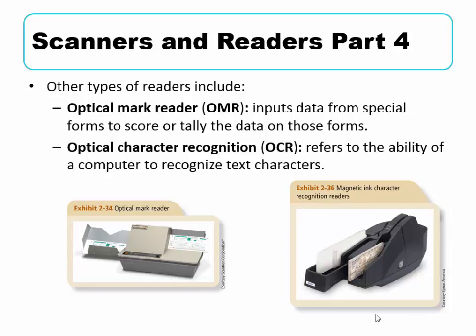Other types of readers include your optical mark reader, which inputs data from special forms to score or tally the data on those forms. You have your optical character recognition, which refers to the ability of a computer to recognize text characters. Here it shows you the optical readers. It shows you a Scantron, like some people have taken tests with the Scantrons, where they can be scanned in and get the information that way. A lot of banks are now using these kinds of readers to scan your checks, and it gets the information on the check as to your name and your account number and that kind of thing.